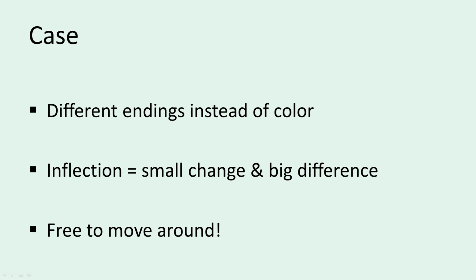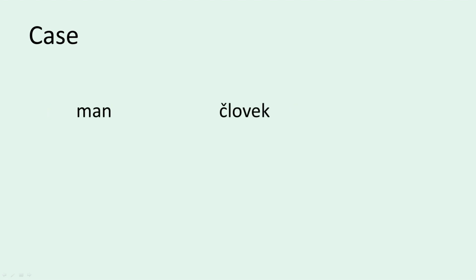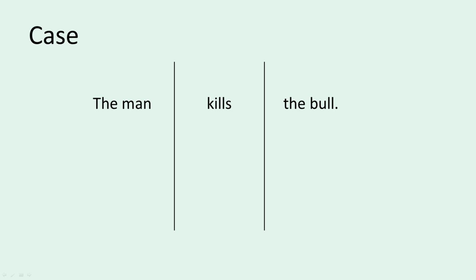Let's go a step further today and see how this works by translating our man-bull example to Slovene. The basic form of the word man in Slovene is človek, and the basic form of bull is bik. Notice that the last letter of both basic forms is K, a consonant, making both nouns masculine. Kills is ubije, but we're not interested in the verb. The man kills the bull. Translating this to Slovene, we get človek ubije bika.